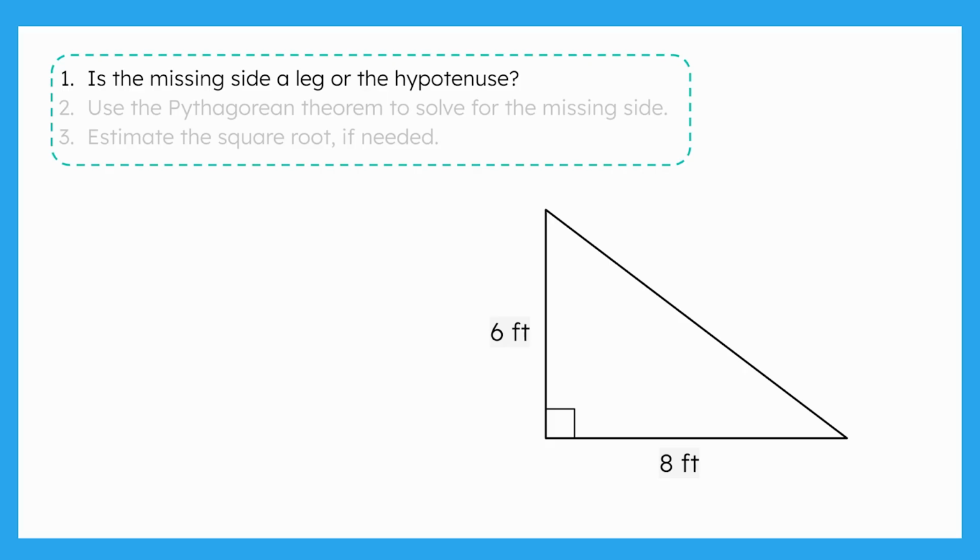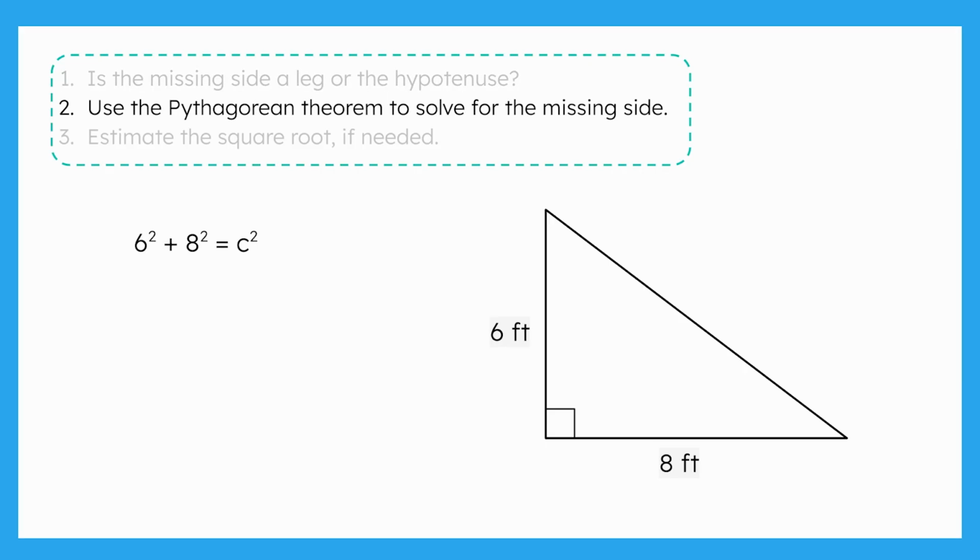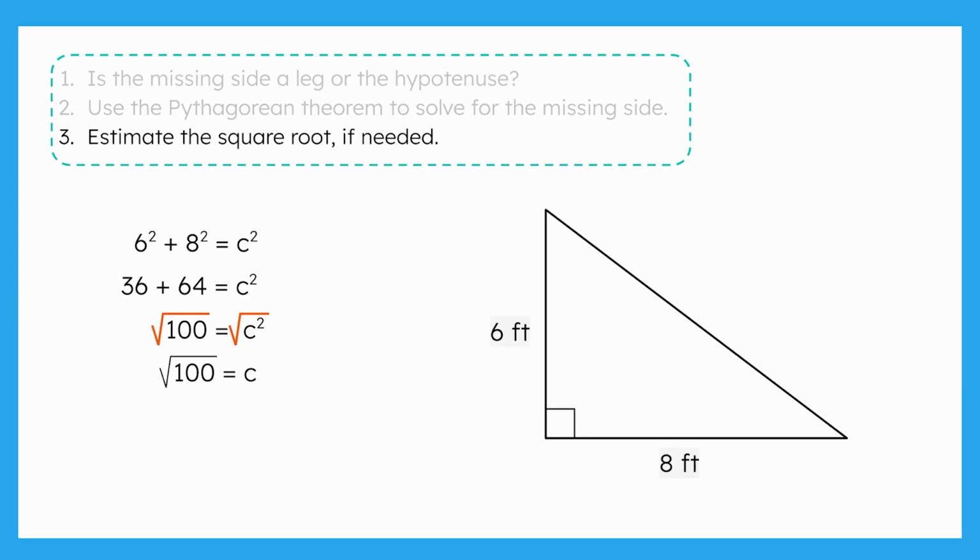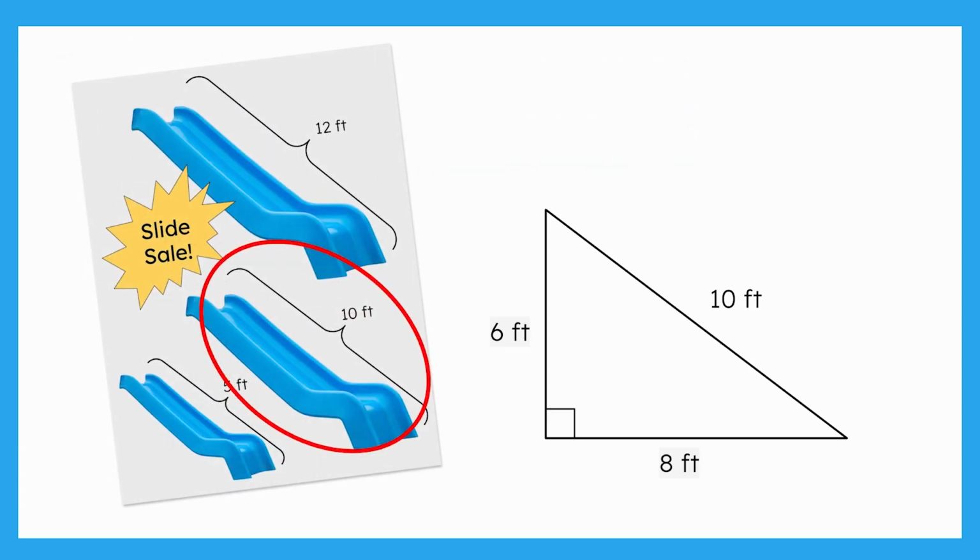We know that we are missing the hypotenuse of this triangle, so we can set up the equation 6 squared plus 8 squared equals c squared. Then we can simplify the left side of the equation, which gives us 100 equals c squared. We can now take the square root of both sides, and we see that c equals the square root of 100. Can we simplify this square root? We can! The square root of 100 is exactly 10. No need for estimating. Looks like the store does have the right size slide for my backyard.